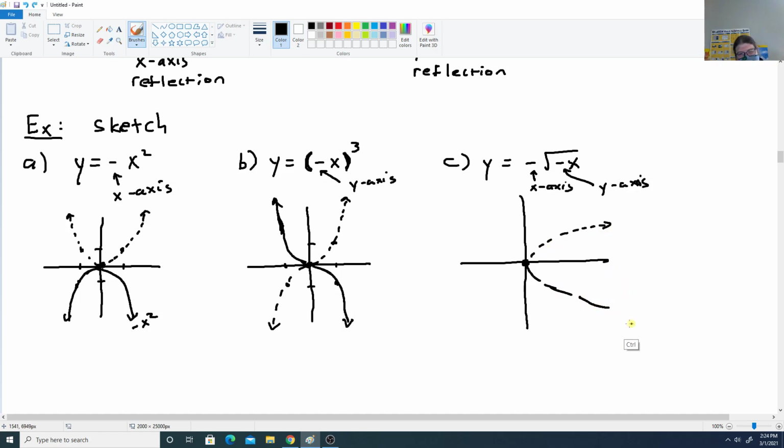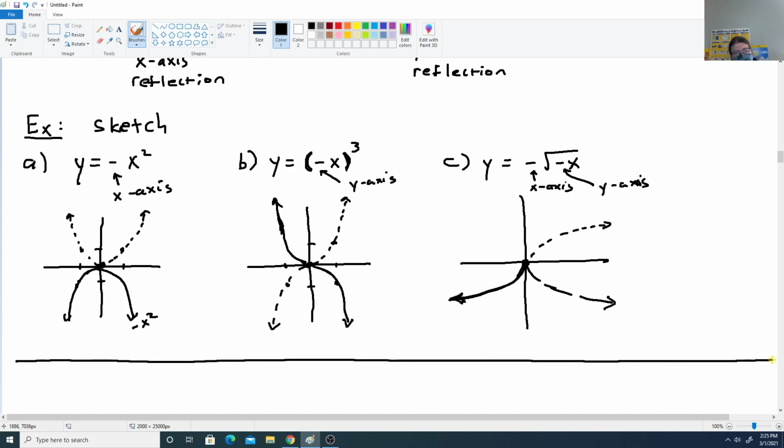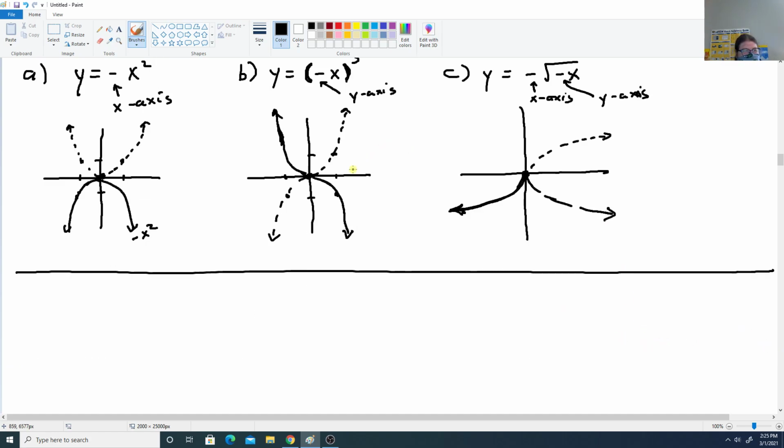What became the top expression of our function now looks like this. And then after the x-axis reflection, we reflect that about the y-axis. So starting at the origin and heading down and to the left, this is the final form of my graph. Okay, so that is some initial things on reflections. Next, we need to talk about stretches and shrinks.